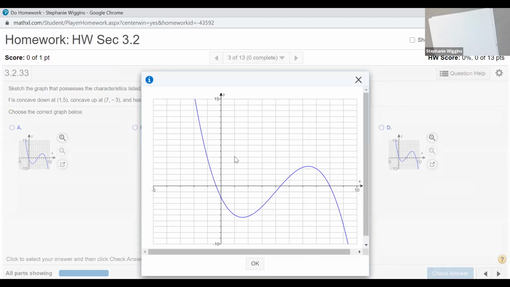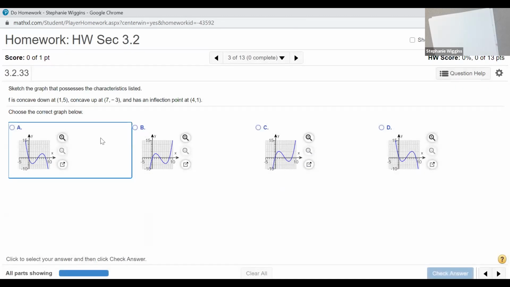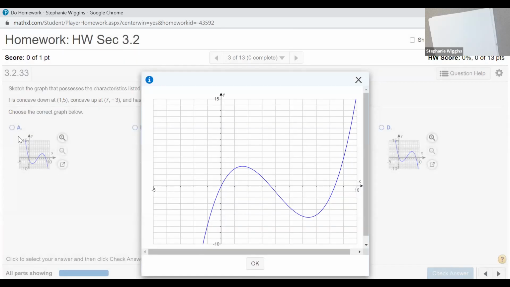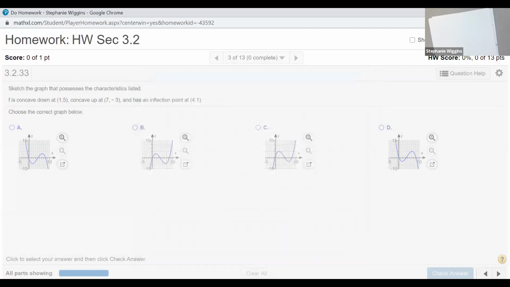So we can just eliminate the first choice right off the bat. The point has to exist on the curve. If you want to say the function is concave down at a certain point, it's got to be on the curve, right? That one isn't. So we can eliminate A. Now going to B. We want to see if it's concave down at 1, 5. Here also 1, 5. This point is not on the curve, so we can eliminate B.